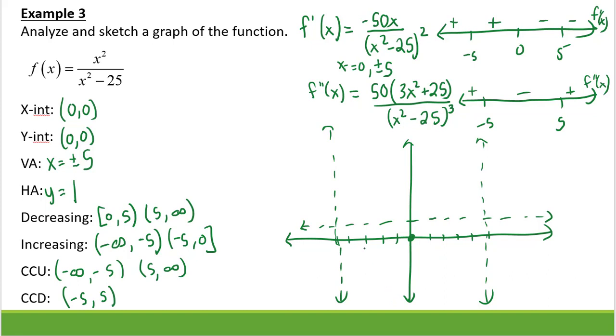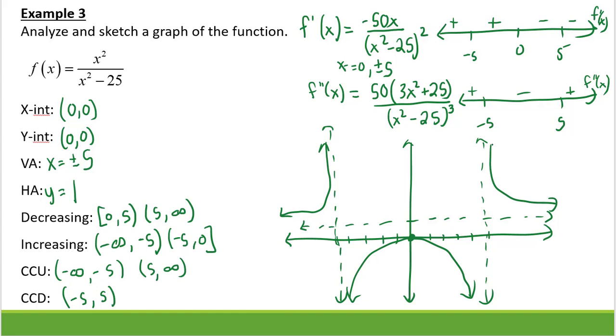If I plugged in any number in between here, so like say I plugged in negative 1, I definitely would be negative, so I know that I'm below, and I know that I don't cross. And in general, if you end on one side of your asymptote down, you're going to start on the other side up at the very top. And down, start up top.